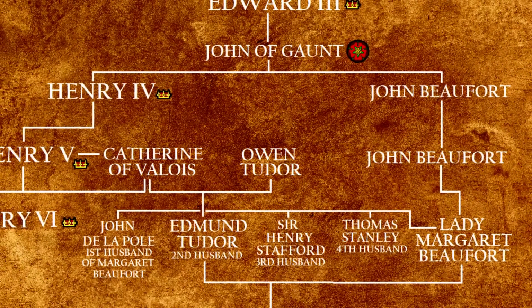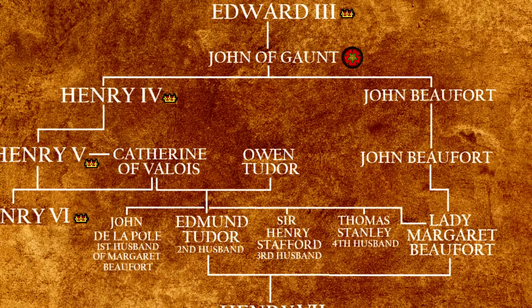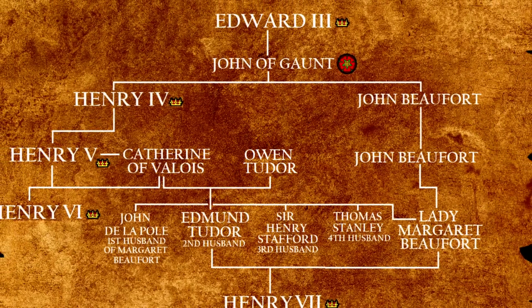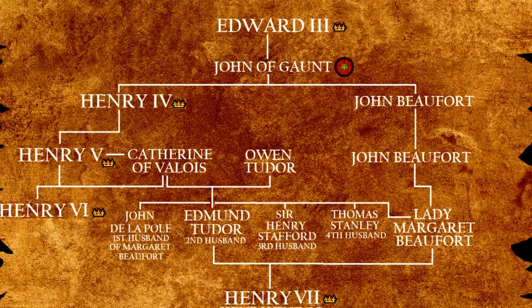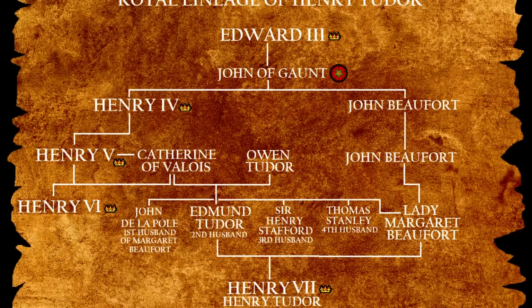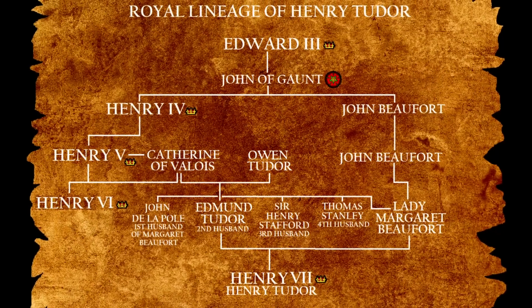Before Lady Margaret had married Thomas Stanley, she had in her second marriage been the wife of the Lancastrian supporter Edmund Tudor, 1st Earl of Richmond, whose father, Owen Tudor, had married King Henry VI's mother, Catherine of Valois, after the death of her first husband, the Lancastrian king Henry V.